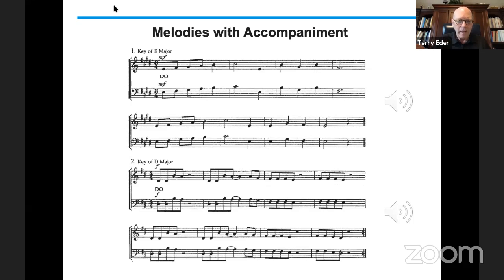1, 2, ready, begin. Go, do, do, la, sol, woo! Do, do, la, sol, sol, fa, mi, re. Mi, re. Get louder. Do, do, la, sol, woo! Do, do, la, sol, sol, fa, mi, re. Mi, re, do. Do, do, louder. Do, do, la, sol, sol, fa, mi, re. Woo! Mi, re. Yeah, mi, re, do.